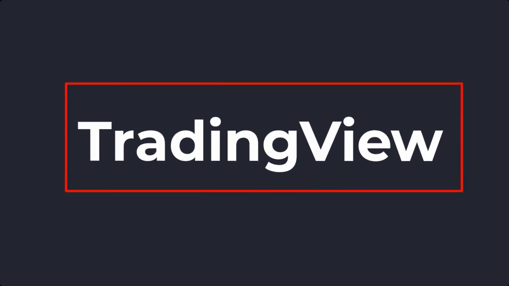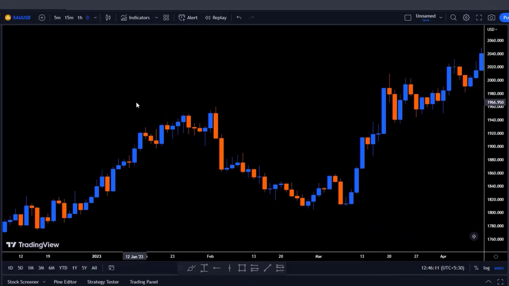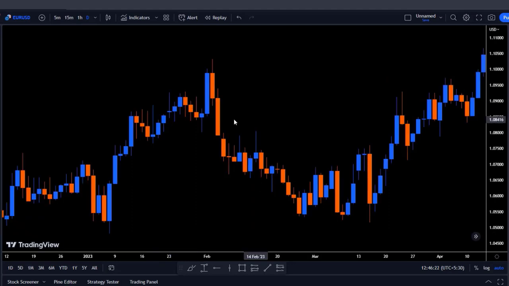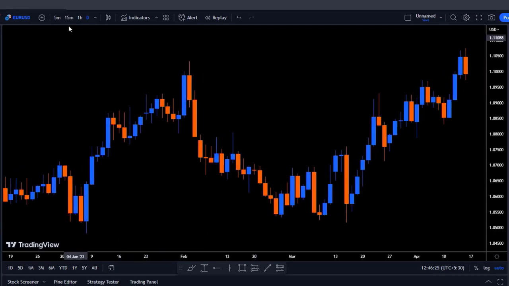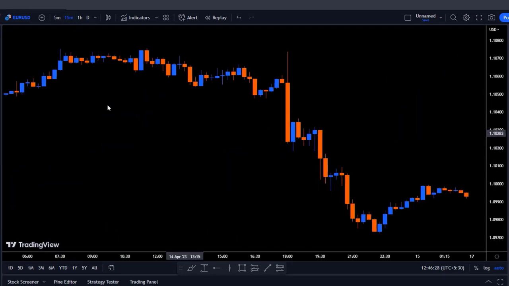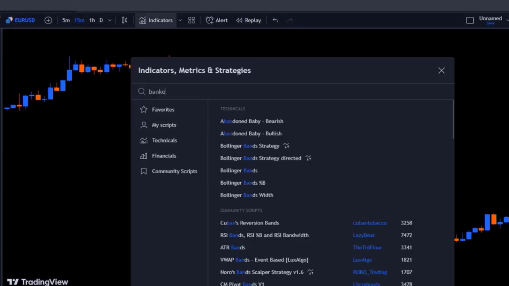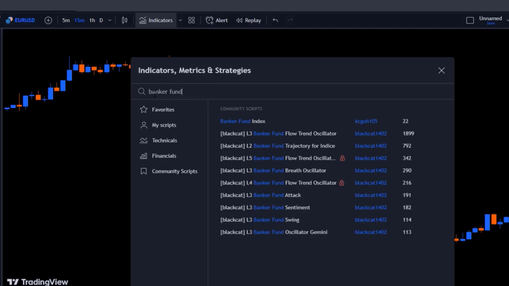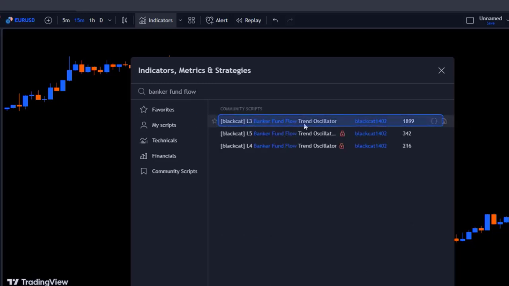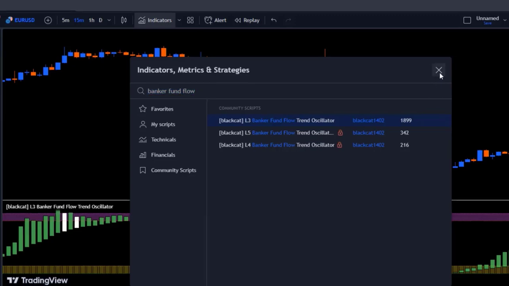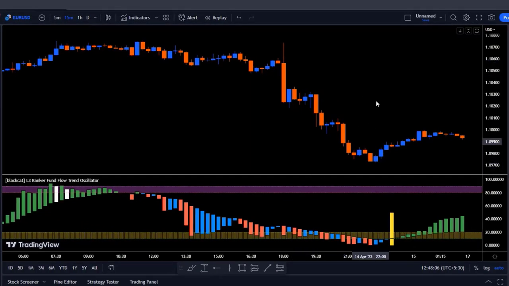First, we're going to open up the TradingView platform and access the chart for the Euro-USD. Once we're on the chart, we'll select the 15-minute time frame to give us a clear view of the recent price action. Next, we'll head over to the Indicators tab and search for our first indicator, which is the Banker Fund Flow Trend. This indicator is crucial because it helps us identify the market trend and sentiment by analyzing the buying and selling activity of institutional investors.